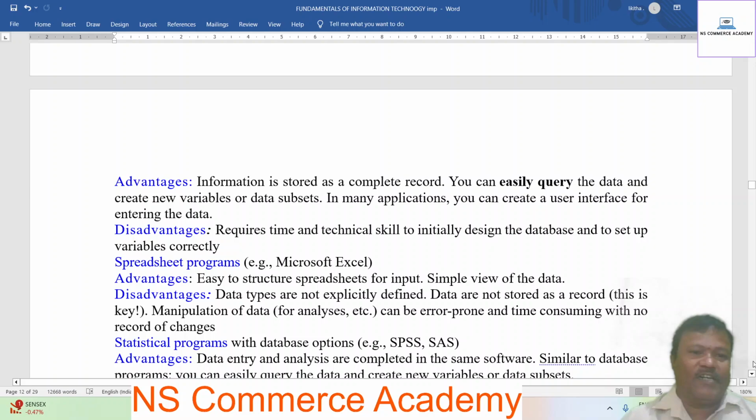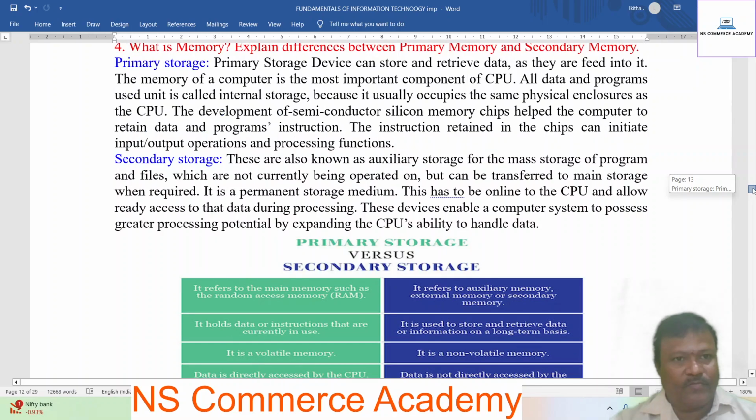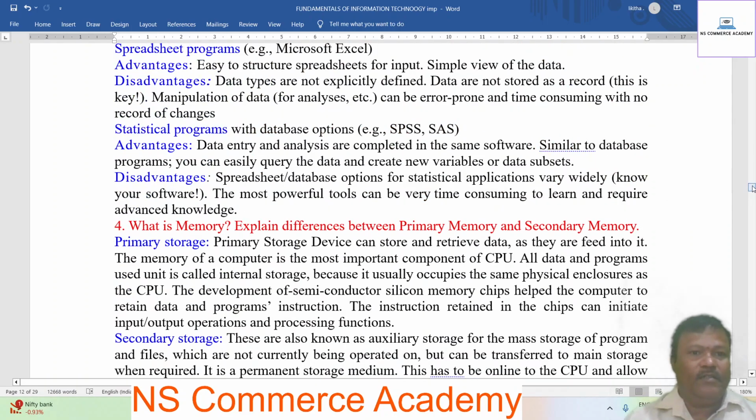Advantages of these database programs: information is stored as a complete record. You can easily query the data and create new variables or data subsets. In many applications, you can create a user interface for entering data. Disadvantage: it requires time and technical skills to initially design the database and set various options. Spreadsheet programs and statistical programs are also database programs.